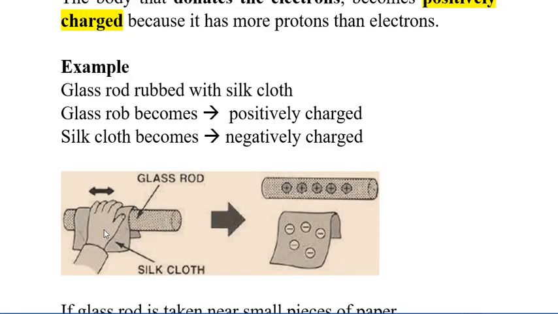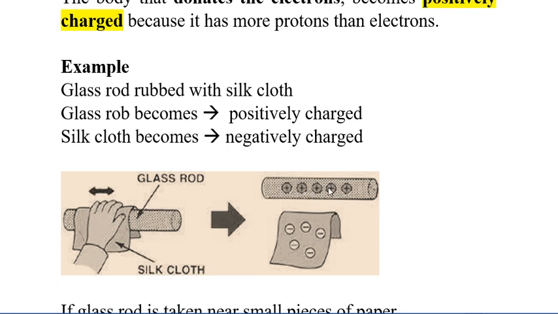So here is a glass rod and here is a silk cloth. The glass rod is a neutral object. It has an equal number of positive and negative charges. Similarly, the silk cloth also has an equal number of positive and negative charges. But when we rub the glass rod with the silk cloth, some of the electrons from the glass rod get transferred to the silk cloth. Now the silk cloth has an extra number of electrons, hence it becomes negatively charged. And the glass rod has donated electrons, so now it has more protons, so the glass rod becomes positively charged. I hope you understand these two points.